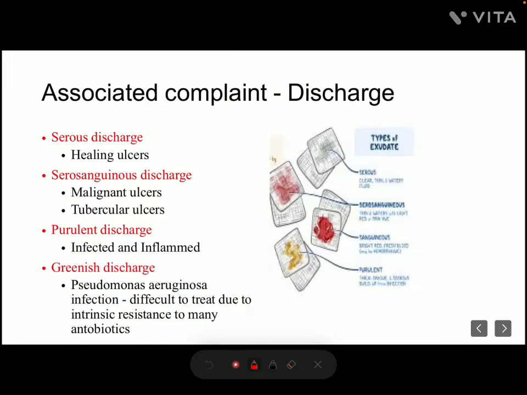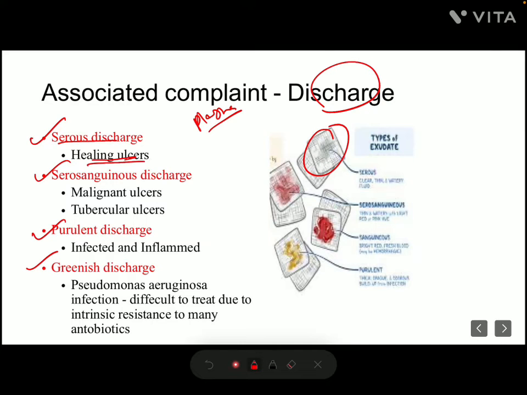The second associated complaint that we are going to discuss here is discharge. Now, there can be various discharges coming out of the ulcers. It can be serous, sanguinous, purulent, or greenish discharge. Now, what exactly is serous discharge? It is just plain plasma. It is known to be colorless, watery, as you can see in this picture. This is usually found in healing ulcers. In healing ulcers, obviously you can see a lot of vasodilation occurring. This is one of the responses our body makes during healing, and when vasodilation happens, a lot of transudate escapes, and this forms the serous discharge.